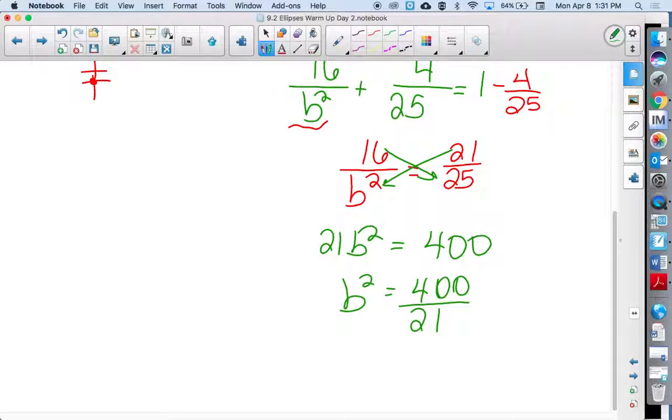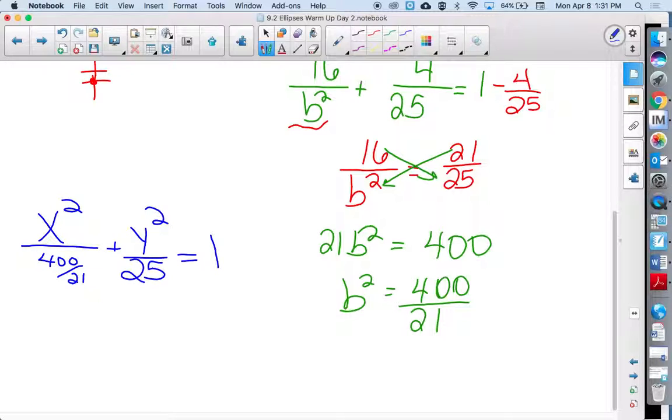So like, no, 400 isn't a perfect square either. No. Yeah, 20 times 20, 400. Yeah, it's a perfect square. But the 21 definitely is not. But luckily, we don't need to graph it, so it's not too horrible. We're just plugging it back into the equation. So x squared with the smaller value, the 400 over 21. Y squared had the 25 because it was vertical and the distance to A was 5. And then it's equal to 1 for standard form. Questions with 25? Are there other questions before I go back and we'll look at the warm-up?